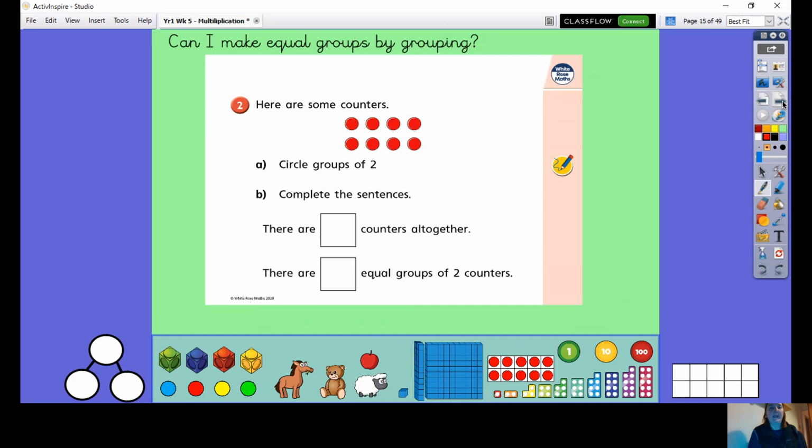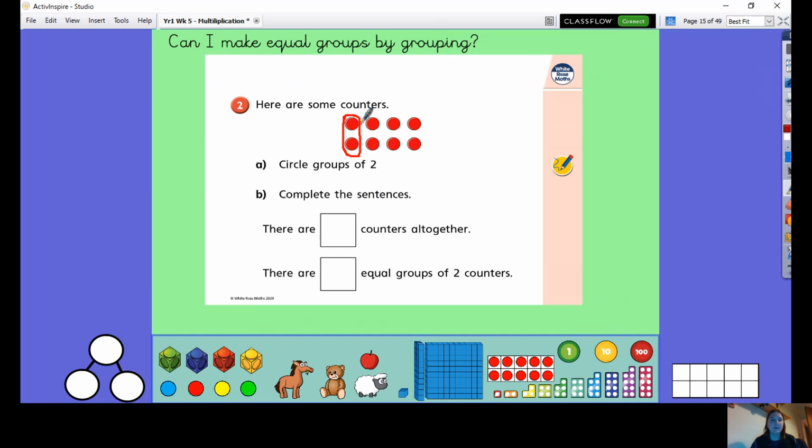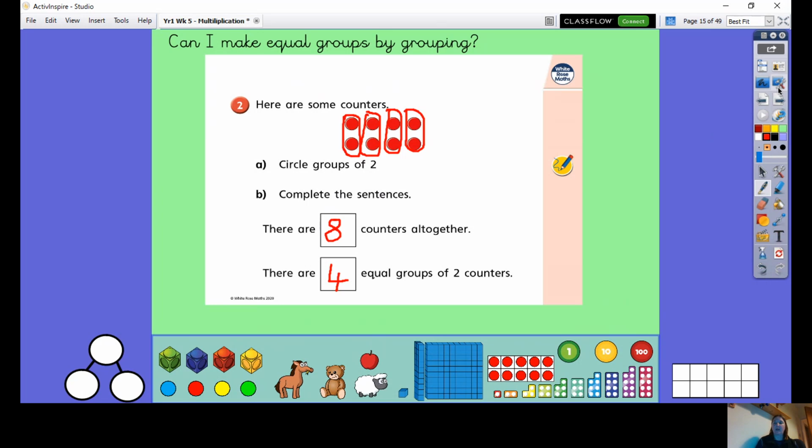Okay, so thinking about grouping again. So here are some counters. Circle groups of 2. So this is a group of 2. This is a group of 2. Another group of 2. Another group of 2. So complete the sentences there. There are how many counters altogether? So I'm going to count in 2. So I'm going to go 2, 4, 6, 8. And then it says there are how many equal groups of 2 counters? So I've got 1, 2, 3, 4 equal groups of 2 counters. Brilliant.